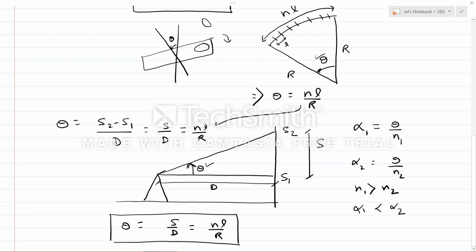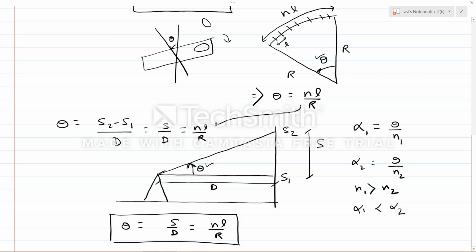So for the same value of theta, if n1 is greater than n2, then what will happen? The value of alpha 1 will be less than alpha 2. You can see from here that that is the conclusion. So for increasing the sensitivity, what we want is that for the same angle theta, the number of divisions which the bubble moves is more.